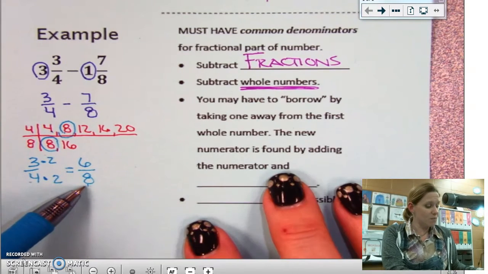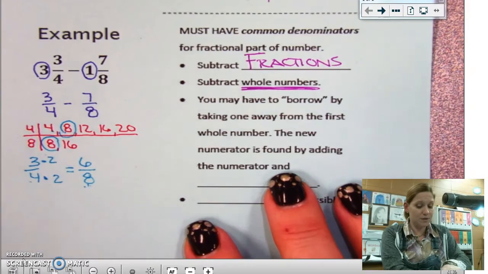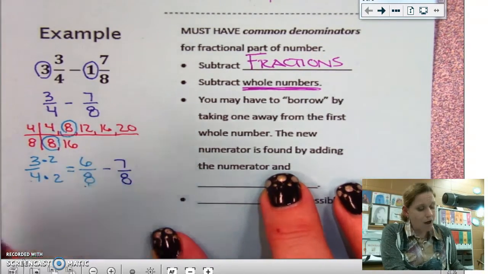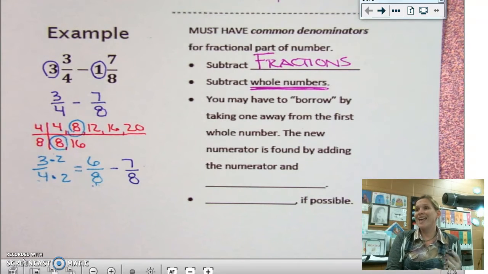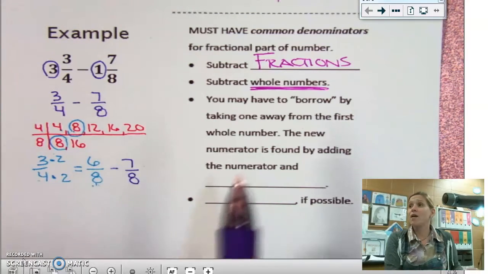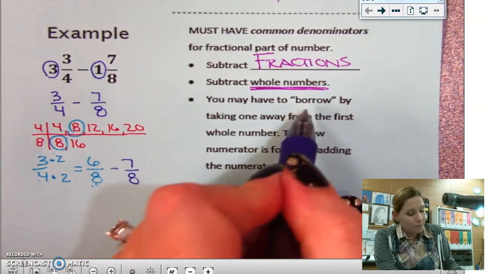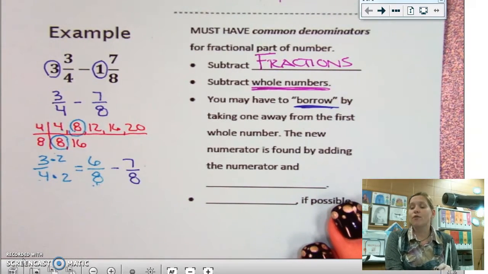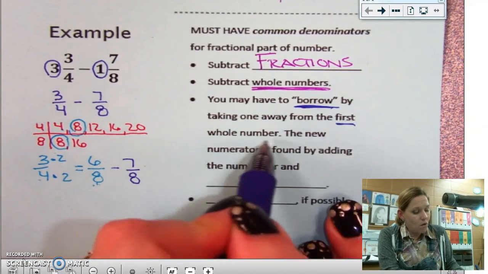So now my next part of my problem is to go 6/8 minus 7/8. Uh-oh, we have a problem. We can't take 6 away from 7. So what do we have to do? That is when we must borrow. We must borrow by taking 1 away from the first whole number.